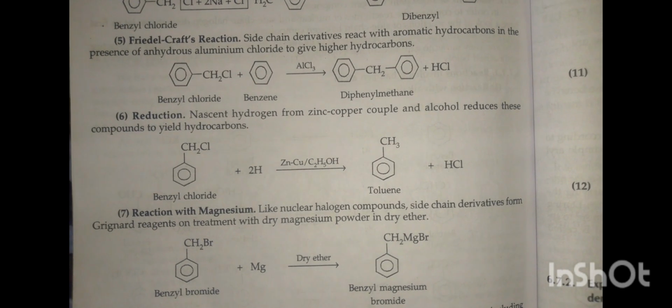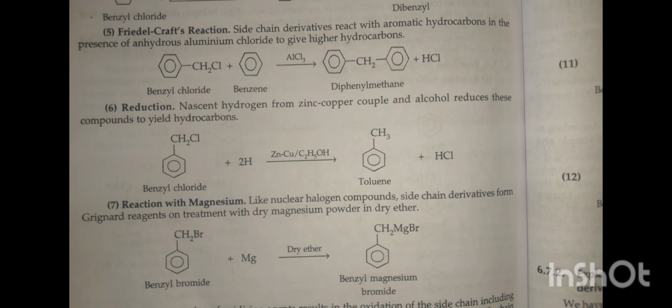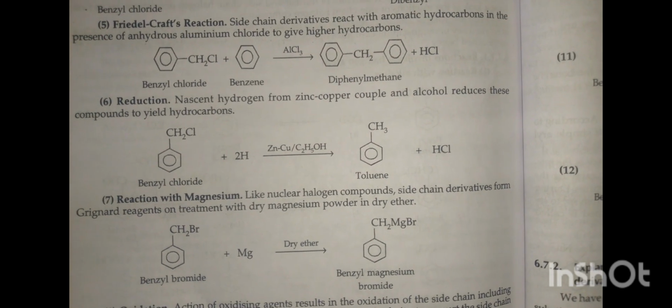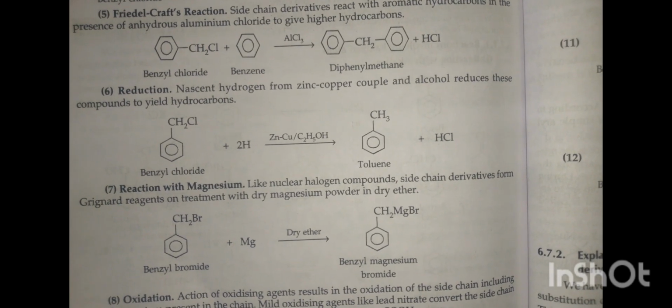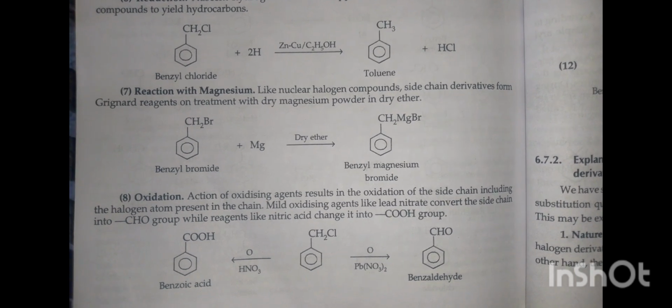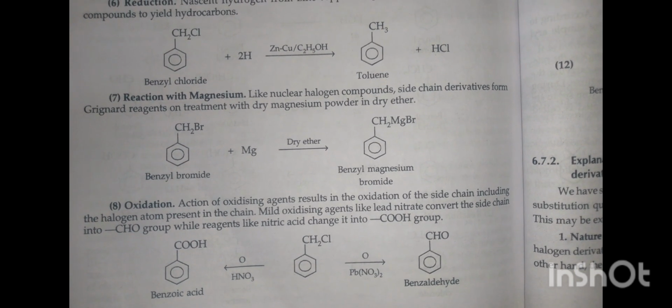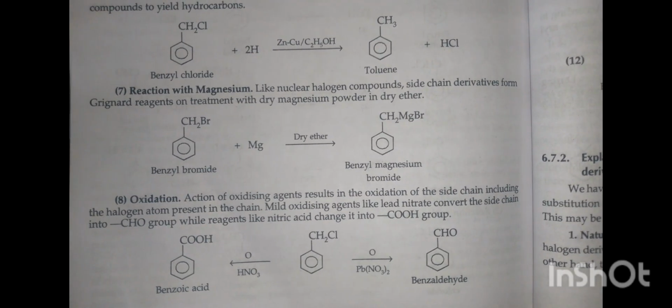Next is Friedel-Crafts reaction. Side chain derivatives react with aromatic hydrocarbon in the presence of anhydrous aluminum chloride to give higher hydrocarbons. Next is reduction. Nascent hydrogen from zinc copper couple and alcohol reduces these compounds to yield hydrocarbons. Next is reaction with magnesium. Like nuclear halogen compounds, side chain derivatives form Grignard reagent on treatment with dry magnesium powder in dry ether.